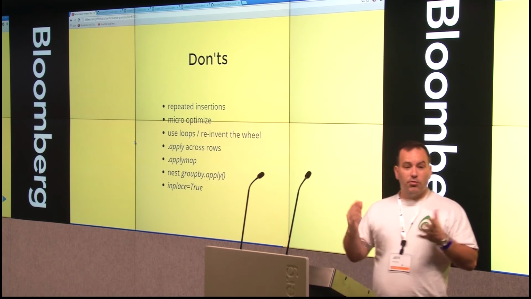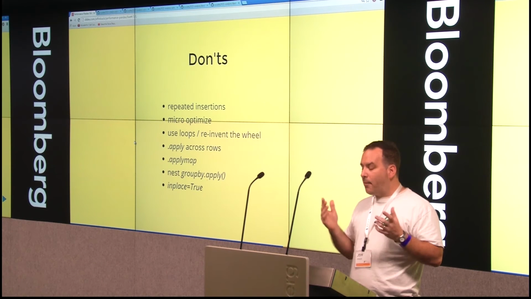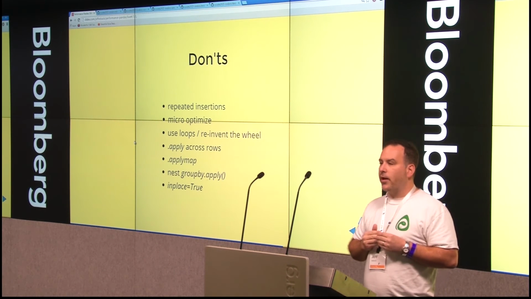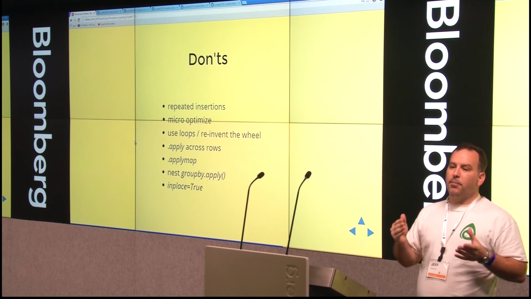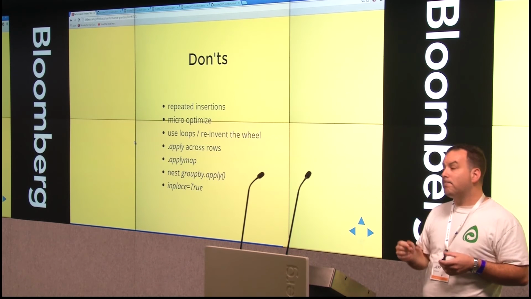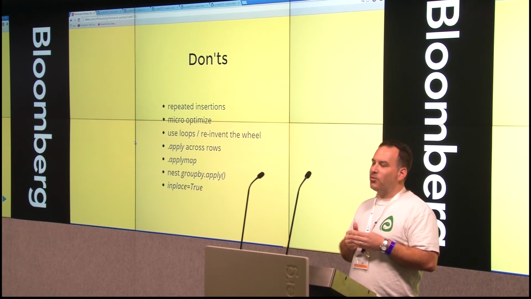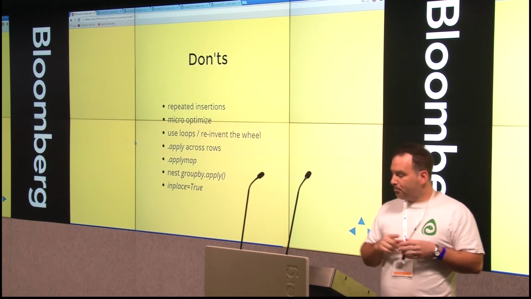So don't use loops, don't reinvent the wheel. We already talked about apply. Applymap is a similar concept. It's a convenience feature that is in effect sort of like a ufunc type mechanism where you can do something to every single element in your data frame. We have ufuncs for that. However, applymap was originally conceived, I think, as just a convenience feature for that.